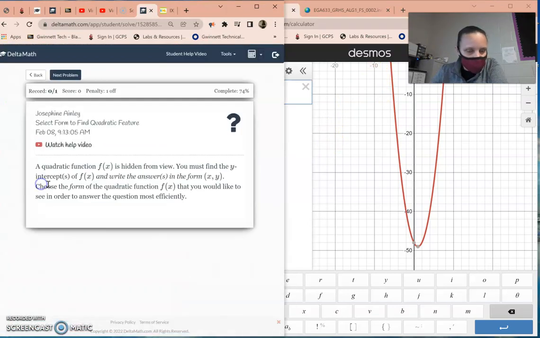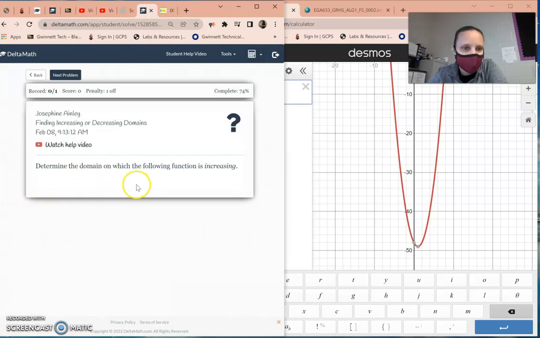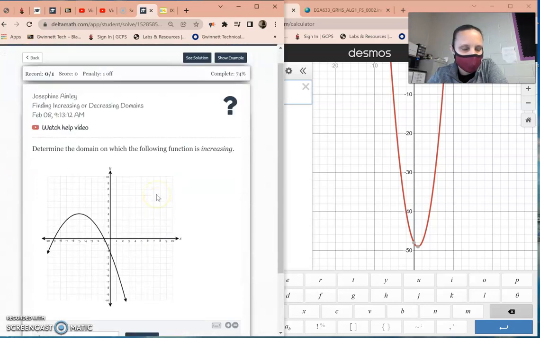All right, select a form to find a quadratic feature. I think that's the one, actually. That's the one we just did. Find an increasing and decreasing domains. So we just did this in the last one, but we'll go ahead and do it again, just because I want to make sure that you're okay.